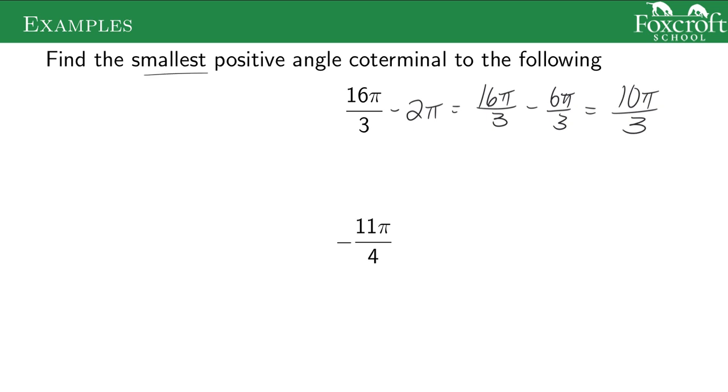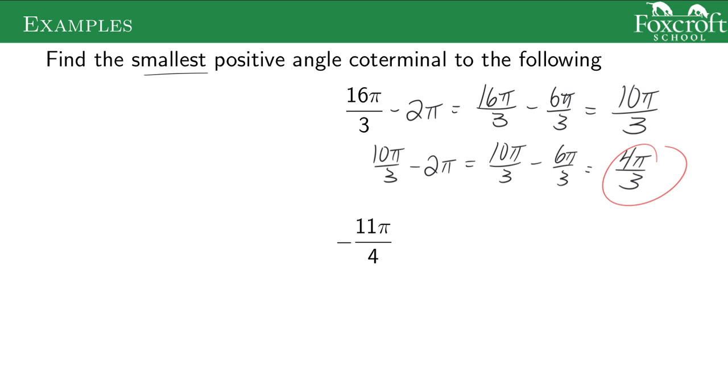We're going to find the smallest positive angle. Smallest means that our angle is smaller than 2 pi, because that's one full revolution. 10 divided by 3 is 3.33, so 10 pi over 3 is still bigger than 2 pi. So I'm going to do this again: I take 10 pi over 3 and subtract another 2 pi. The actual final answer for this one is 4 pi over 3.